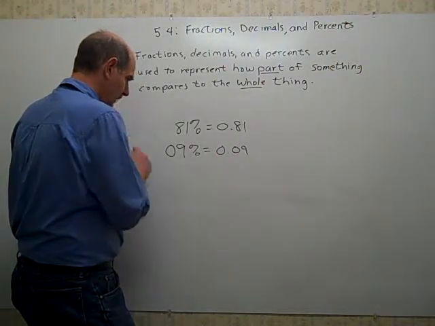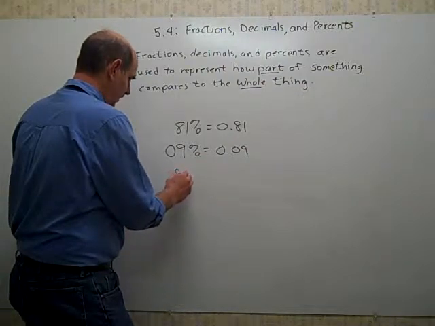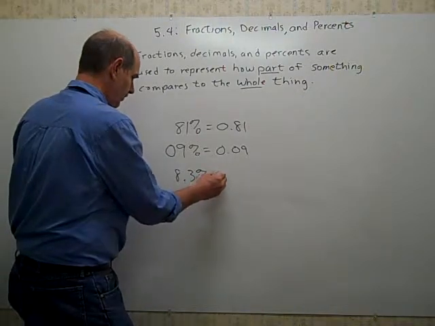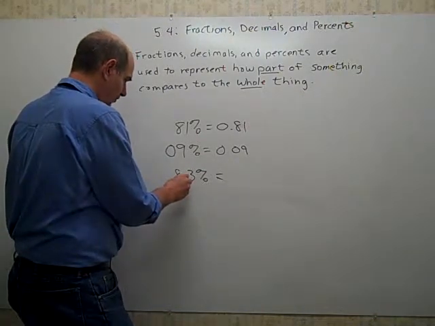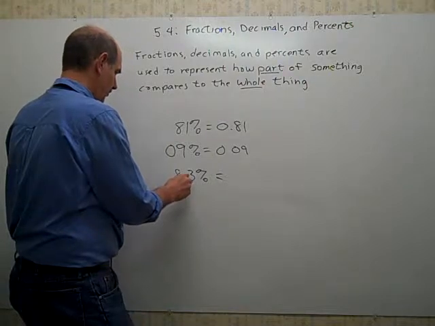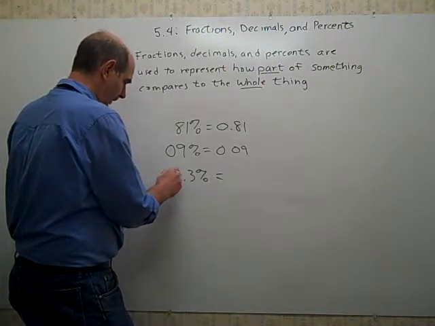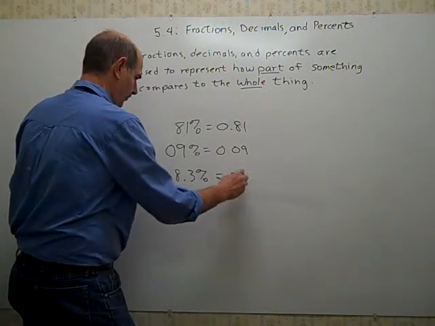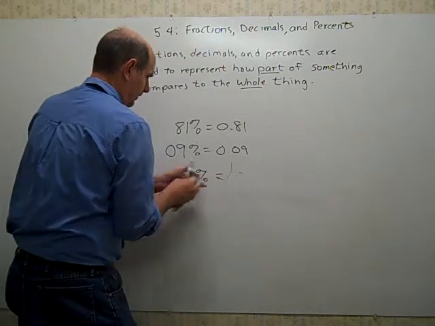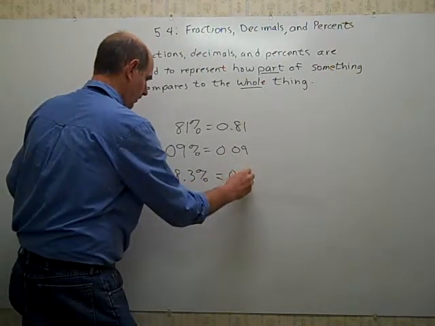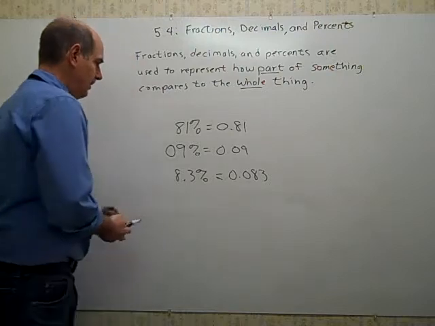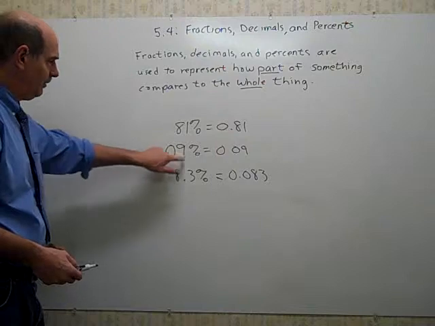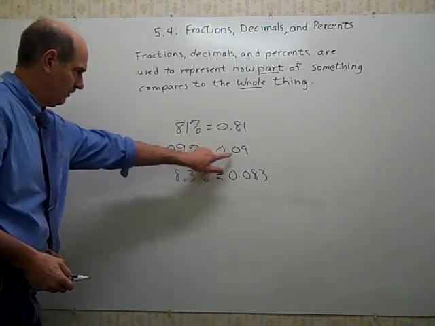So let's see, what else might come up here? 8.3% could come up. So here we're going to, again, move the decimal 2 places to the left. So we have to annex a 0 again. It'd be 0.083. So we got to slide this decimal 1 place and 2 places and need another 0 there. Well, 9% is really close to 8.3%, and these answers are pretty close together.